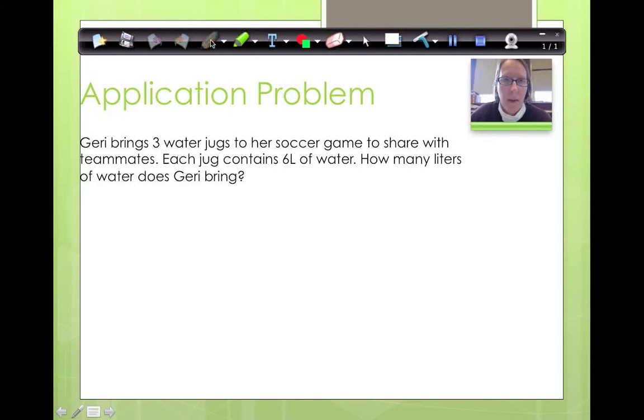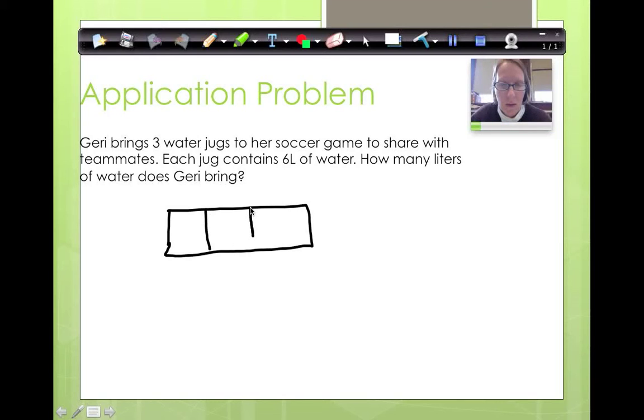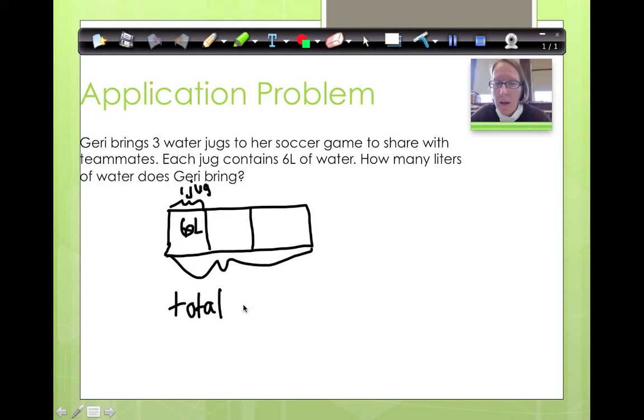Here we go. Now, she brings 3 water jugs. That being said, how many pieces of tape do I need? Well, 1 for each water jug. So, here we go. 1, 2, 3. Okay, now, this is 1 jug. Okay, and it has how many liters of water in it? 6. Whoops. It has 6 liters. Okay, and this would be the total number of liters. Okay, please pause the video and see if you can solve it.